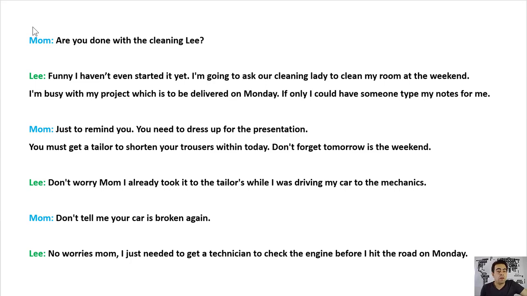"Just to remind you, you need to dress up for the presentation. You must get a tailor to shorten your trousers within today. Don't forget tomorrow is the weekend." "Don't worry, Mom. I already took it to the tailor's while I was driving my car to the mechanic's." "Don't tell me your car is broken again." "No worries, Mom. I just needed to get a technician to check the engine before I hit the road on Monday."